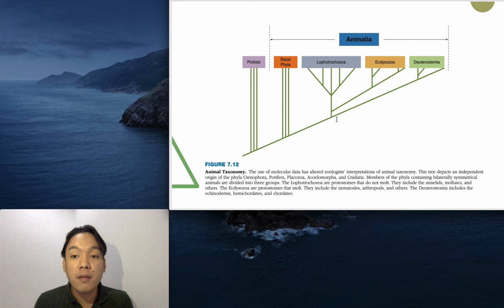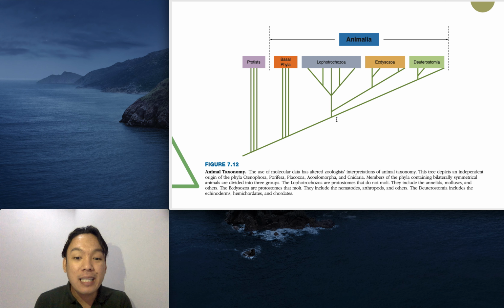So these are the basal phyla, the Lophotrochozoa, the Ecdysozoa, and the Deuterostomia. The use of this molecular data has changed the zoologists' interpretations of animal taxonomy in this tree. There is an independent origin of the phyla Ctenophora, Porifera, Placozoa, Acoelomorpha, and Cnidaria, the orange basal phyla. The members of these phyla contain bilaterally symmetrical animals, which are divided into three groups. The Lophotrochozoa are protostomes that do not molt. That means these animals are not shedding. They include the annelids, mollusks, and others.